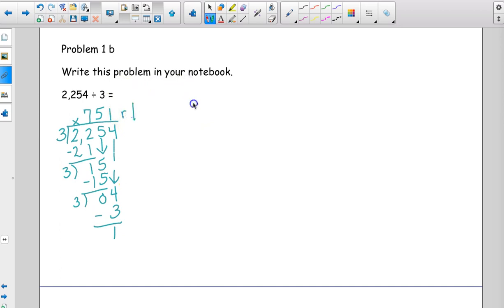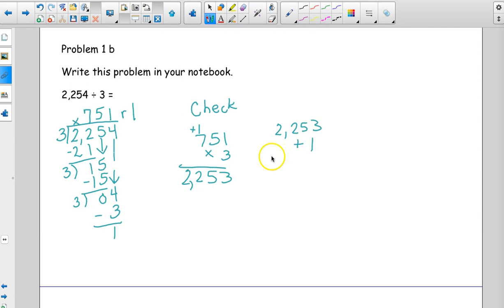Check. Remember, I take my quotient, 751 times 3. 3 times 1 is 3. 3 times 5 is 15. Carry my 1. 3 times 7 is 21 plus 1 is 22. And then I have to remember to add my remainder. And it matches. Perfect.